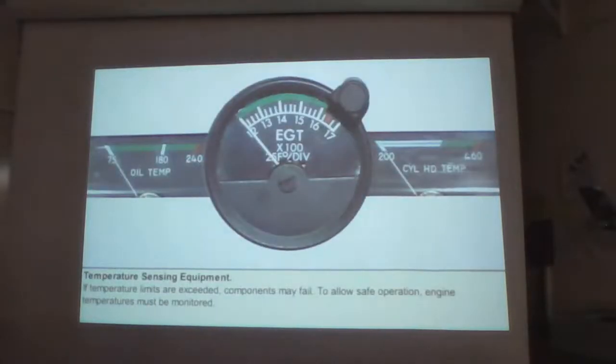Piston engines are heat engines. The power they produce is directly proportional to the heat released during the combustion of the fuel. Engine components and systems are designed to withstand certain temperatures. If the temperature limits are exceeded, the components may fail. To allow safe operation, the engine temperatures must be monitored. The following temperatures are monitored in piston engines: oil, exhaust gas, and cylinder head.